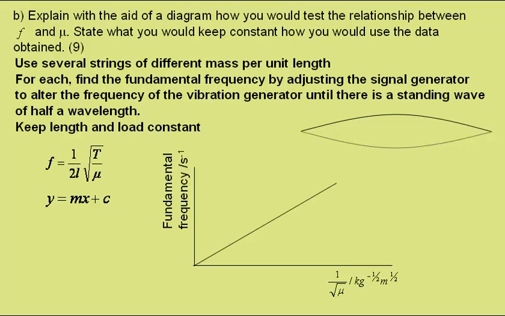It should be a straight line through the origin. Something like this, with the fundamental frequency in units of seconds to the -1 or hertz on the y-axis, and 1 over the square root of mu, the mass per unit length, which would be in units of kilograms to the -1/2, meters to the half.